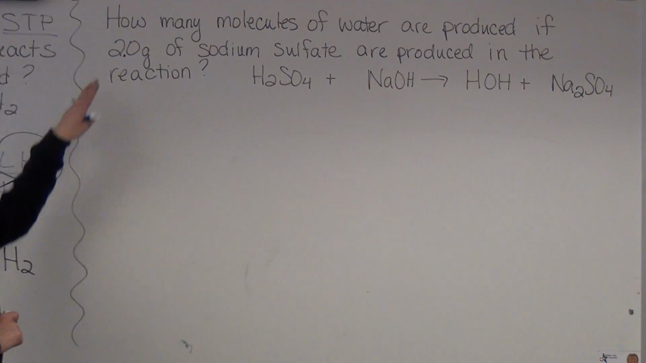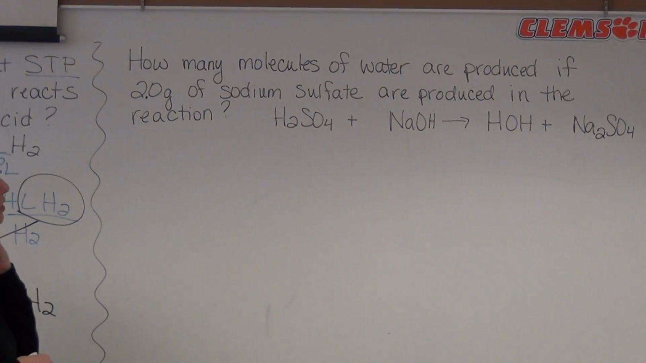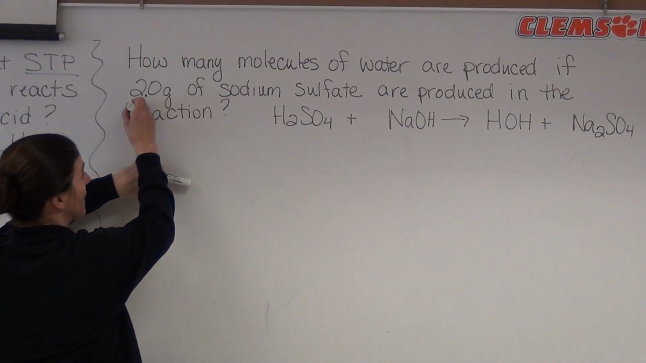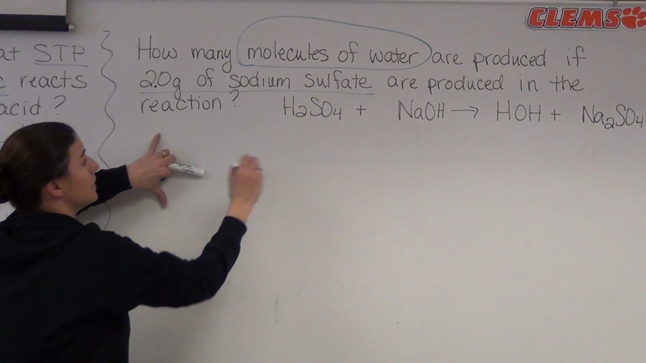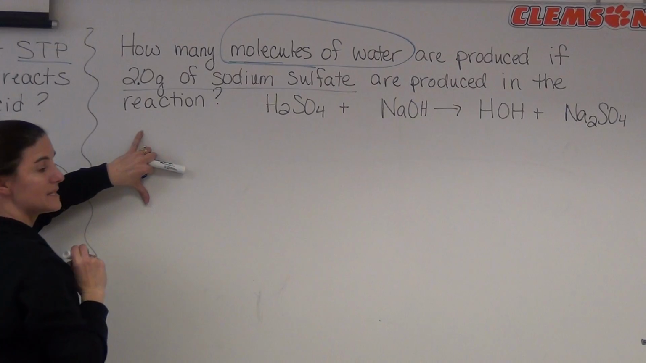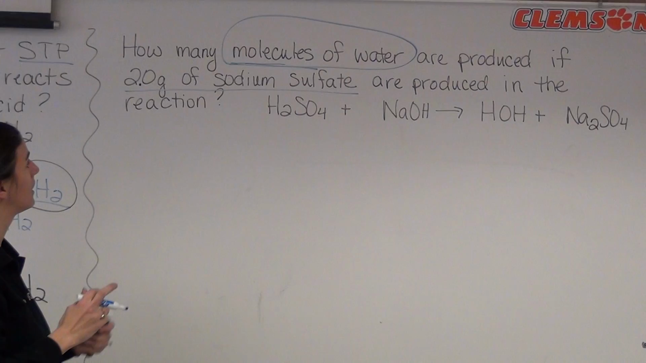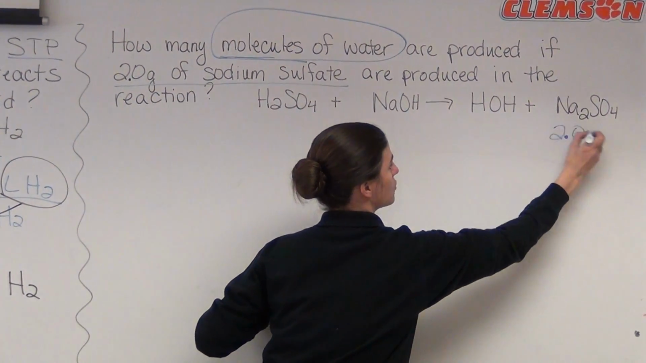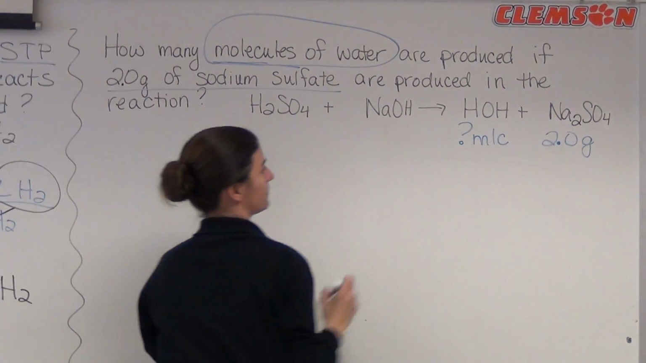Okay, we're going to move over to our second problem. In this case, how many molecules of water are produced if 2.0 grams of sodium sulfate are produced in the reaction? So, we have our given right here. We're looking for molecules of water. Notice the word molecules. That's in that particles category. We look at our equation. We can write down, we have this given, 2.0 grams. We're trying to find this, molecules.